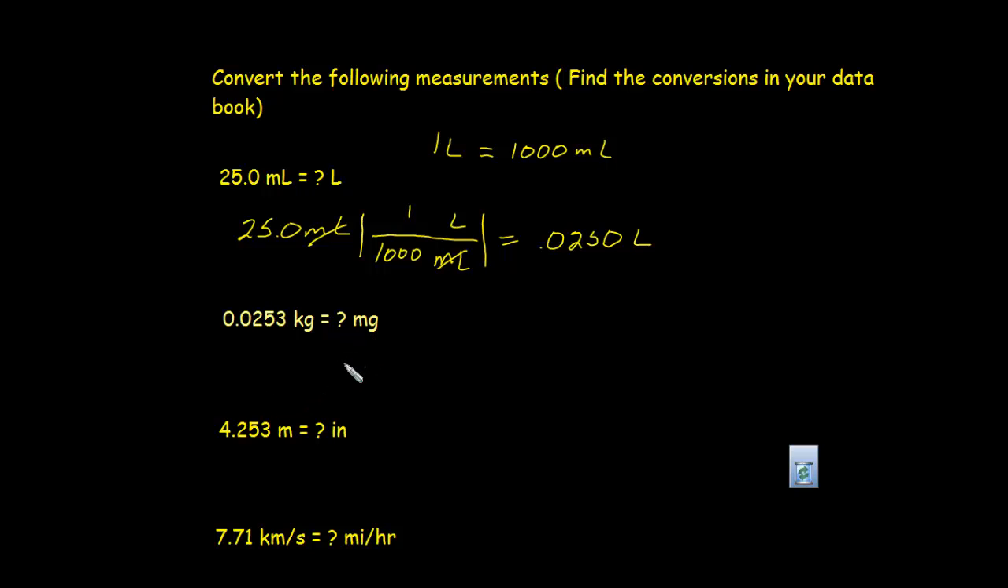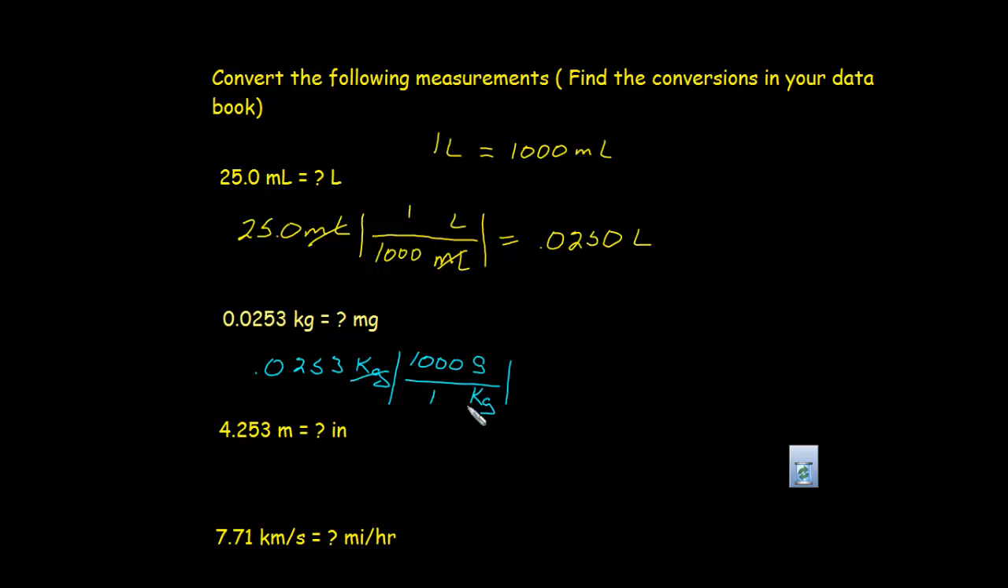Okay, now let's look at kilograms to milligrams. I don't know a quick conversion right to milligrams. So what I want to do is take 2 steps in this process. I want to move from kilograms to grams, because we'll move to the base unit, and then move from grams to milligrams. So I start out with 0.0253 kilograms, and what I want to do is get rid of kilograms. So we put that on the bottom, put grams on top. Again, our equivalence for this is 1 kilogram is 1,000 grams.